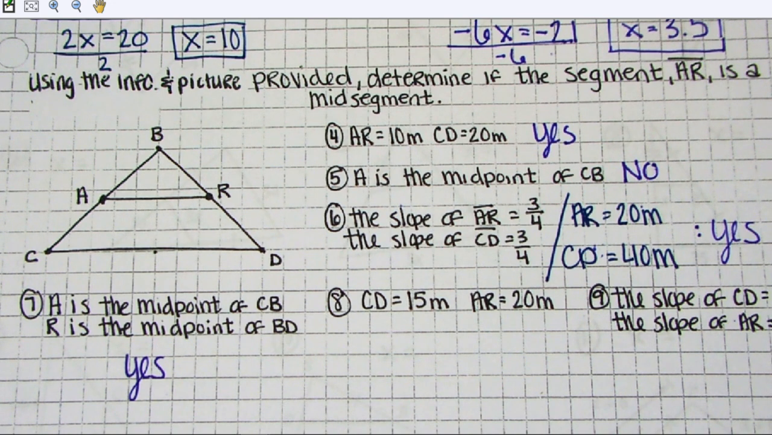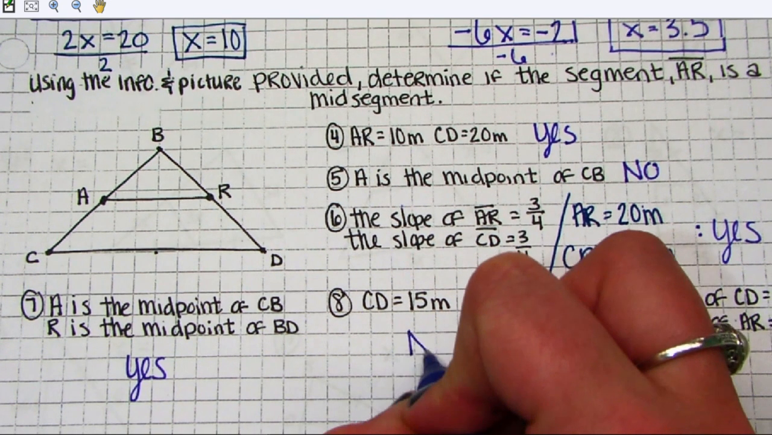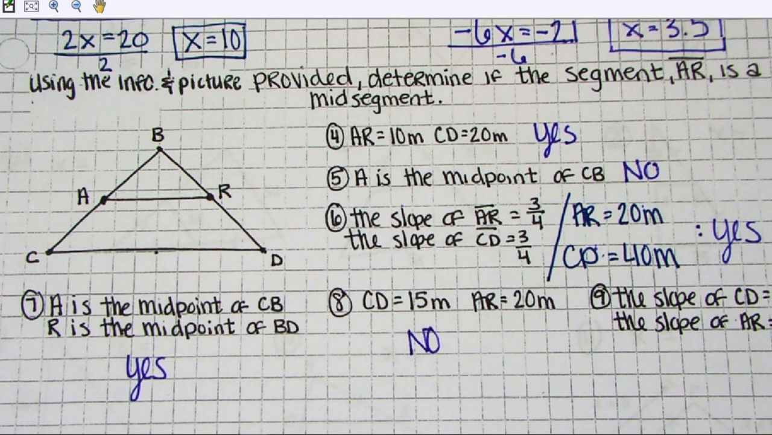All right. CD is 15 and AR is 20. No, that's definitely not true. Why is this one no? Yes, 15 times 2 is not 20. 15 times 2 is 30, so it's definitely not a mid-segment.